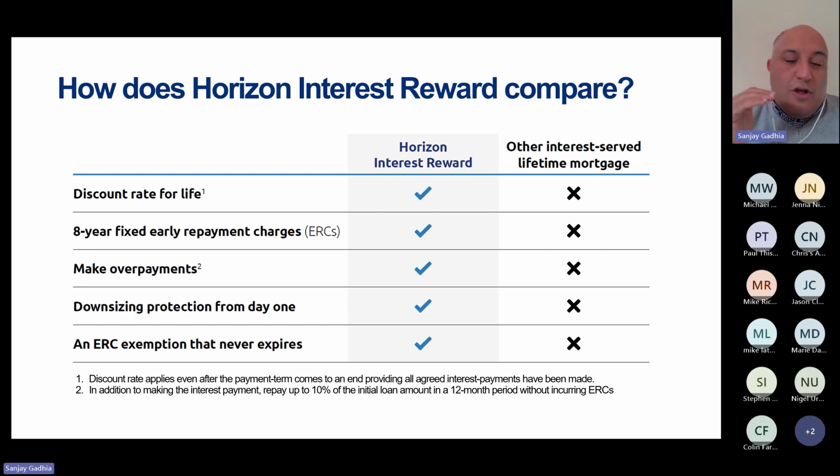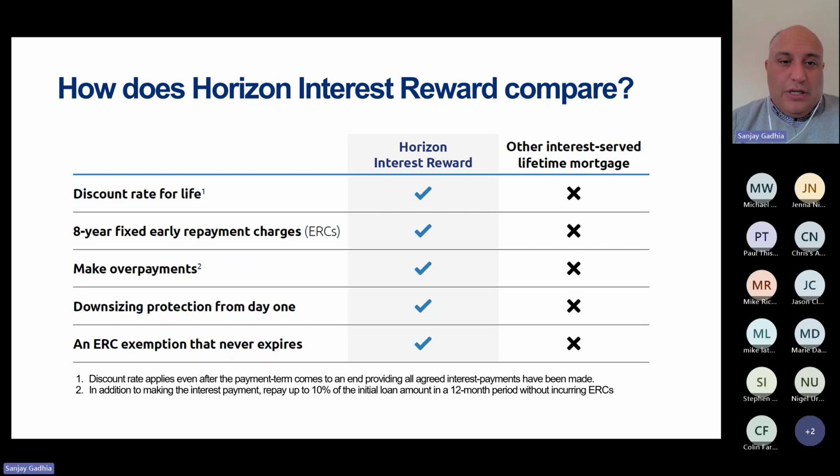We offer your customers a very short ERC period of only 8 years. Other lenders in this space offering interest serve do not have an ERC period of 8 years. I want to say it's either 10, or I'm probably going to go as far as saying it is a 15-year ERC period. I mentioned the point about making those overpayments of 10% of the initial loan without incurring any ERCs. We allow your customers to make these overpayments during the term as well as thereafter. Other lenders who give interest serve plans do not allow that.